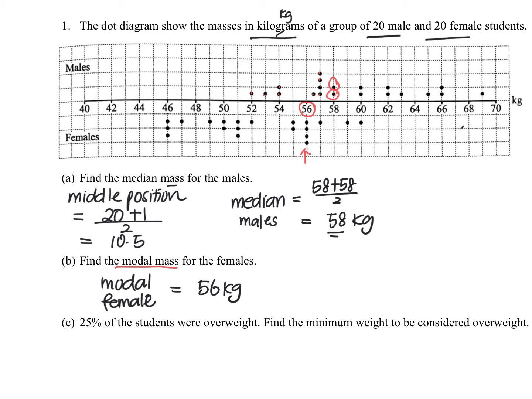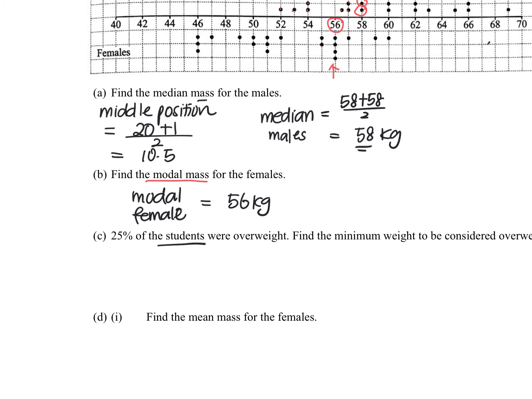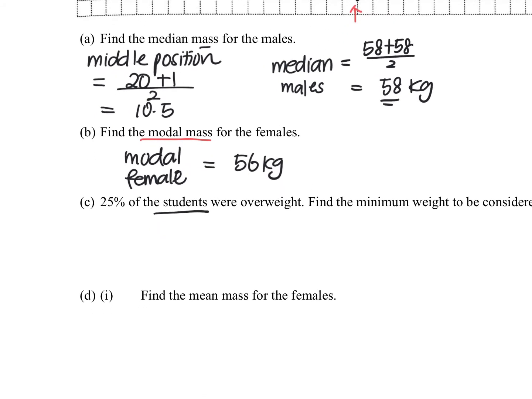The question now says that 25% of the students were overweight. Is it just the male or is it just the female? Well, it's talking about students. So there are 20 male and 20 female. How many are there in total? There will be 40 students in total, and we want 25% of them who are overweight. So let's look at 25% of 40 students, and that gives you 10 students.